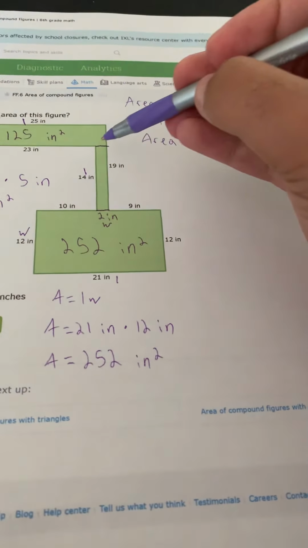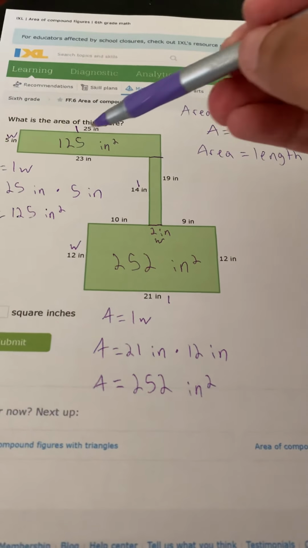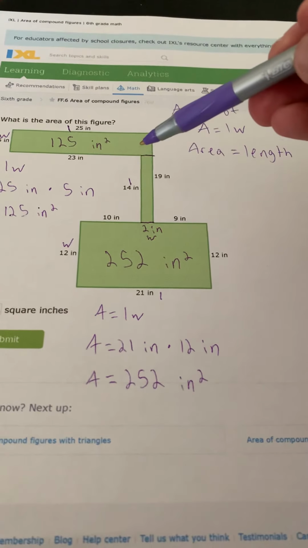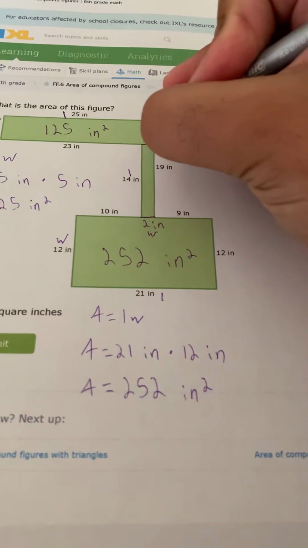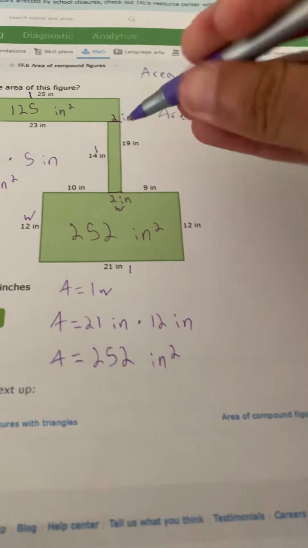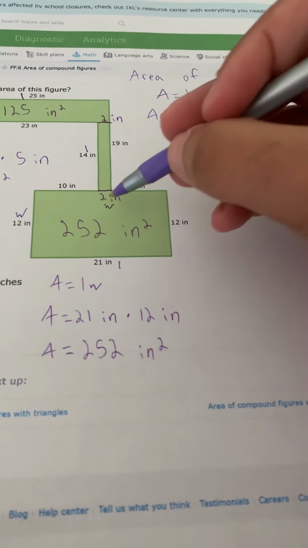But if I wanted to find the width up here, I know this whole line is 25 inches. From here to here is 23 inches. So I have to ask myself, 23 plus what is 25? And it's also 2 inches. So it doesn't matter if I found this one or this one. They're both 2 inches, and that's my width.